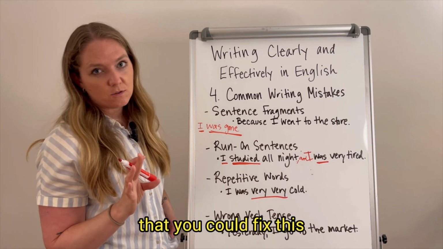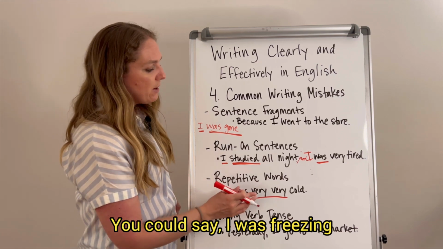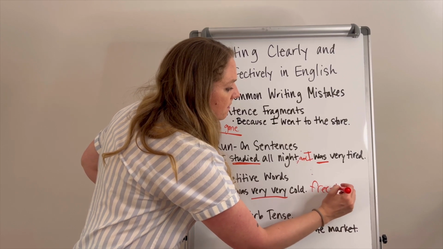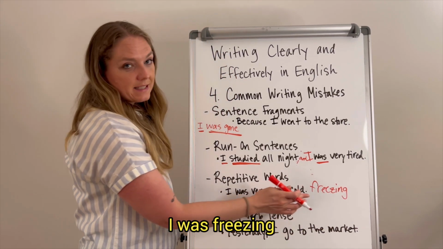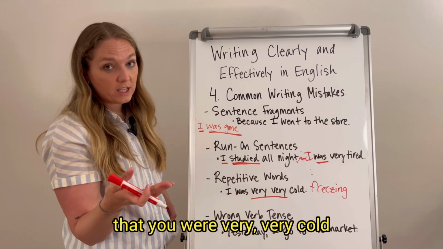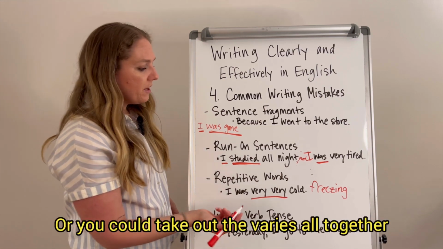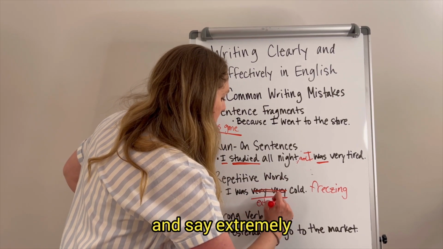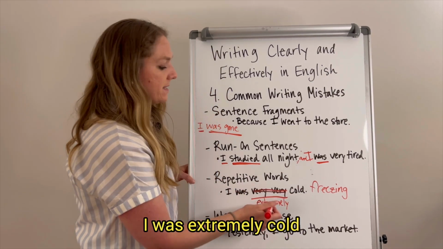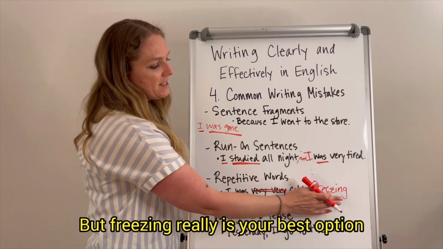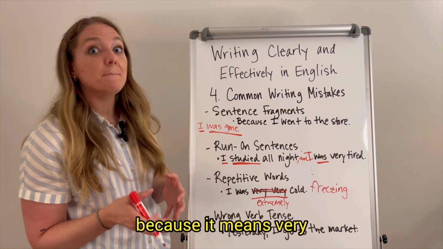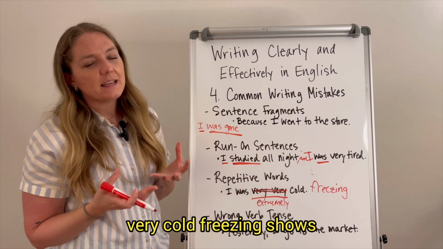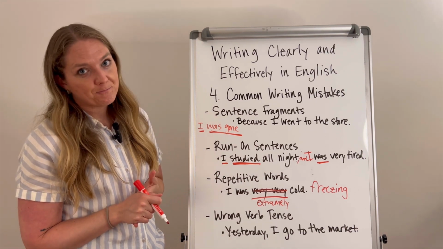There are two ways that you could fix this. You could say, I was freezing. That would show that you were very, very cold. Or you could take out the very's altogether and say extremely. I was extremely cold. But freezing really is your best option because it means very, very cold without saying very, very cold. Freezing shows what you are trying to say.